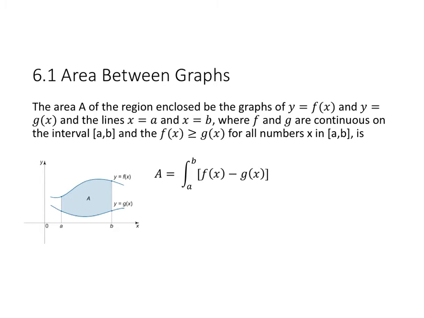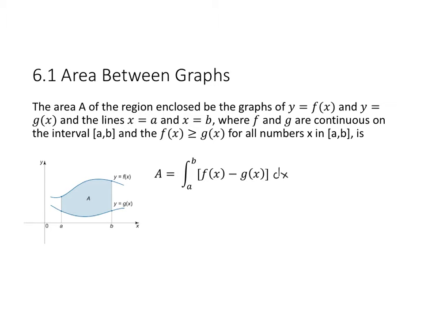The area A of a region enclosed by the graphs y equals f of x and y equals g of x. So here's f of x, and then there's g of x. And the area enclosed between them, this area A, also enclosed by the lines x equals a and x equals b, where f and g are continuous functions on the interval, and f is greater than g, so it's above here, for all numbers x. Then the area is the integral from a to b of f of x minus g of x, oops, I forgot dx.